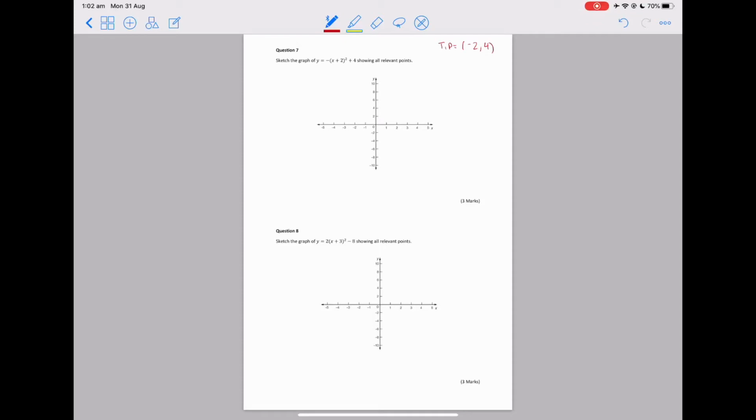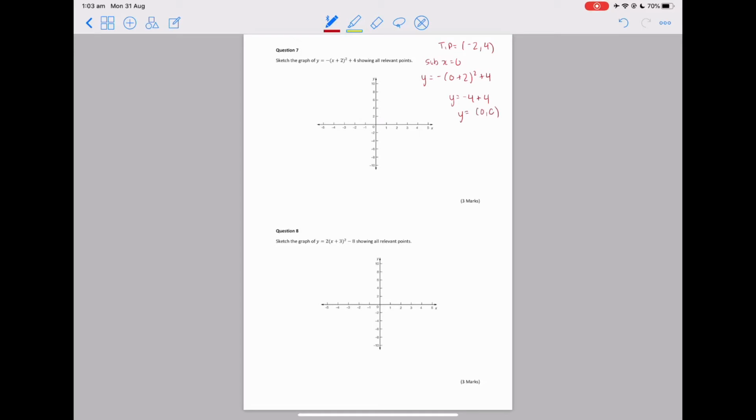Now to find out the y-intercept, sub x is equal to 0. So it's going to be y is equal to -(0 plus 2) whole squared plus 4 in this case. 0 plus 2 is 2, 2 whole squared is 4, and because it's a negative sign, y is equal to -4 plus 4, and therefore the y-intercept is going to be where the origin is, okay?